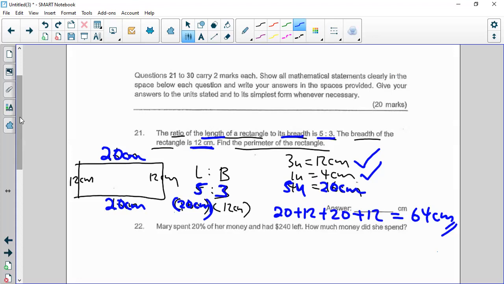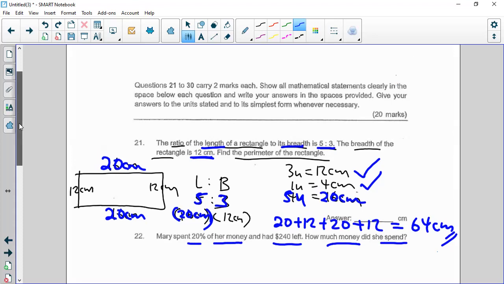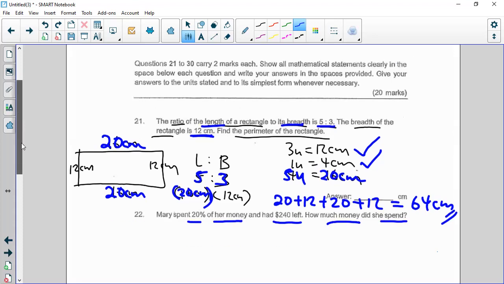All right, so question 22. Mary spent 20% of her money and had $240 left. So how much money did she spend? When there is a percentage problem, there is 100%. 100% means everything. So what is your 100% in this problem, which is all her money? Ms. Tong has taught you last year, the money is 100%. So if she spent 20%, how many percent left? So do some mental sum. 80% is left, right? Which is $240.